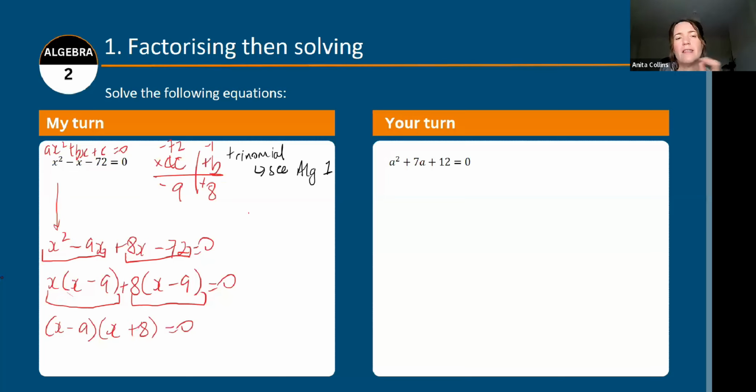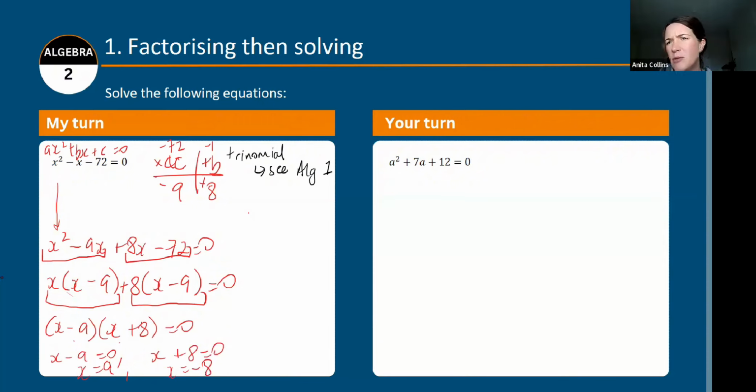So now we're back to this idea again. We've got two numbers multiplied together to give 0. So the first one is 0, or the second one is 0. If x minus 9 is 0, x must be 9. If x plus 8 is 0, x must be -8. So you can see there are two solutions here for this quadratic.